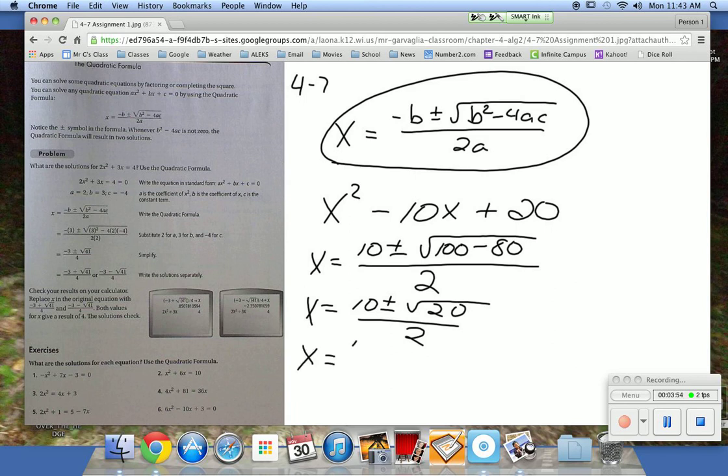X equals 10 plus or minus, we can pull a 4 out of this. All right, we make this 4 times 5, and 4 is a square root, so this comes out as 2 square root of 5 over 2. And now we can divide 2 out of all these, and we come up with x equals 5 plus or minus the square root of 5.